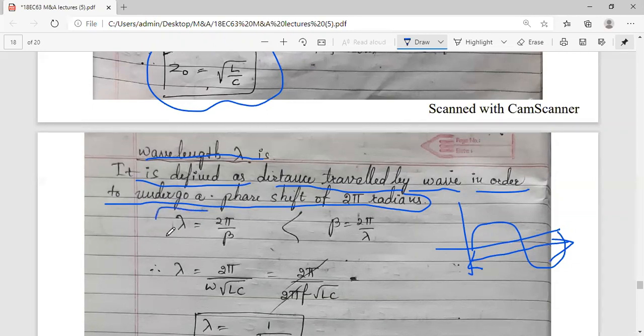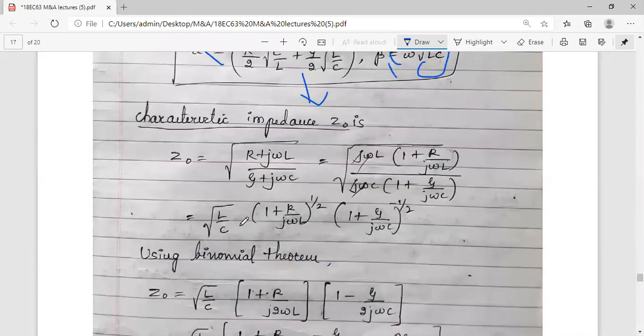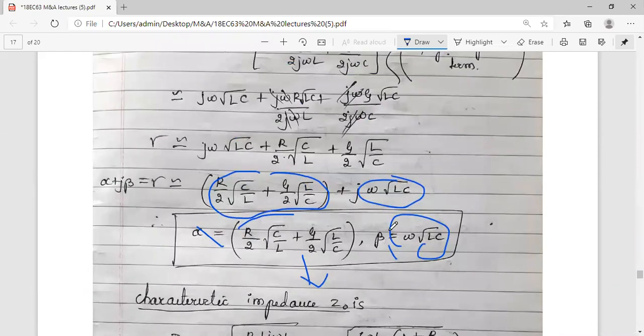So directly I have written here lambda is equal to 2 pi by beta. Hopefully you know this, phase constant beta is also given by 2 pi by lambda. This is the equation. So from this, I have got the equation for lambda, that is 2 pi by beta. Why I am taking beta is because we have already defined beta, the phase constant, as omega root of LC. So we can make use of this equation in the lambda equation.